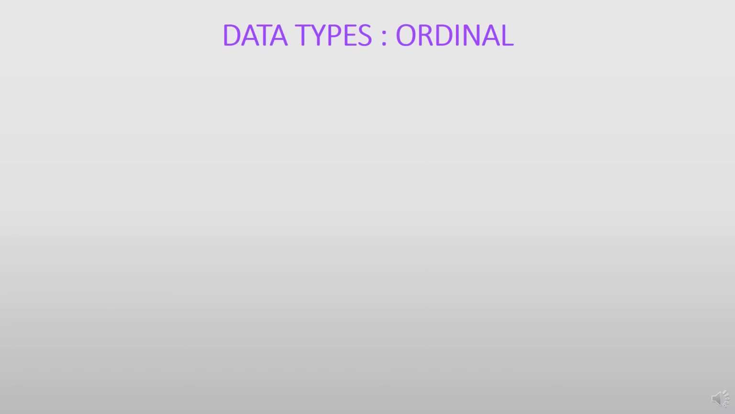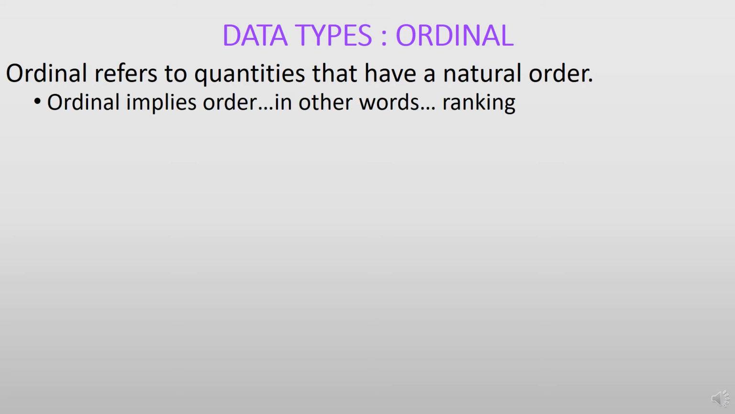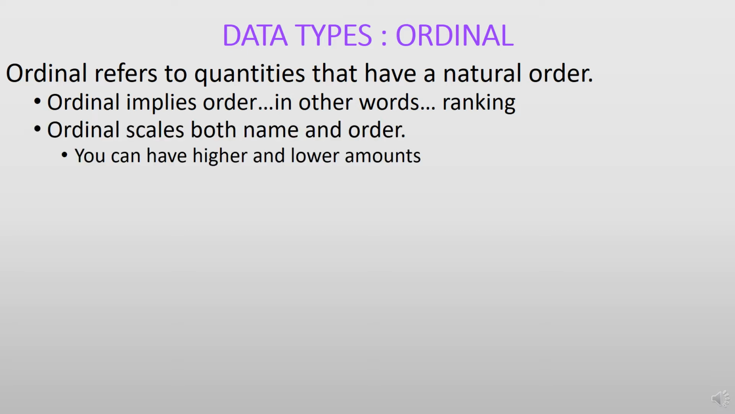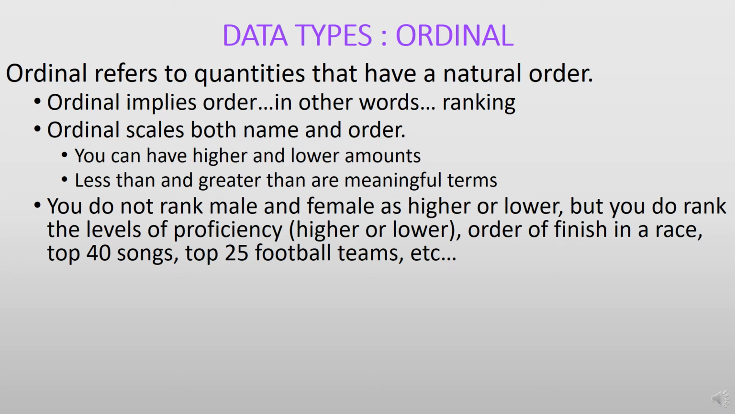The next type of data is a little more sophisticated than you can get with just categorical names alone. It is ordinal. Ordinal refers to quantities that have a natural order. Ordinal implies order, in other words, ranking. Ordinal scales both name and order. You can have higher and lower amount. Less than and greater than are meaningful terms. You do not rank male and female as higher or lower, but you do rank the levels of proficiency, higher or lower. Order of finish in a race, top 40 songs, top 25 football teams, etc.